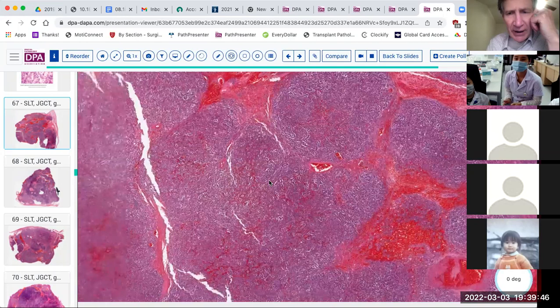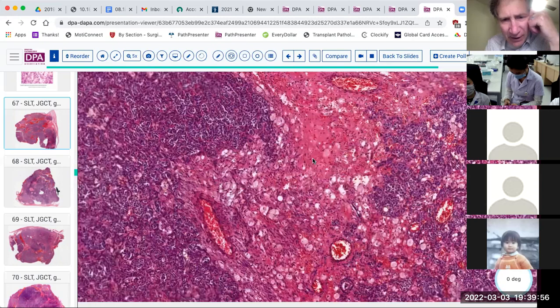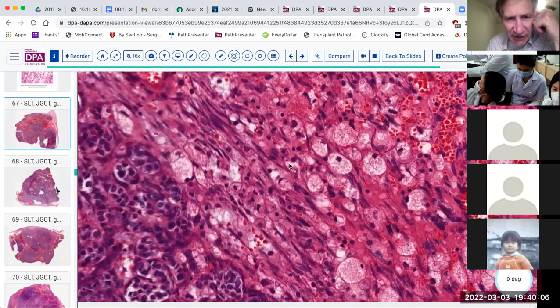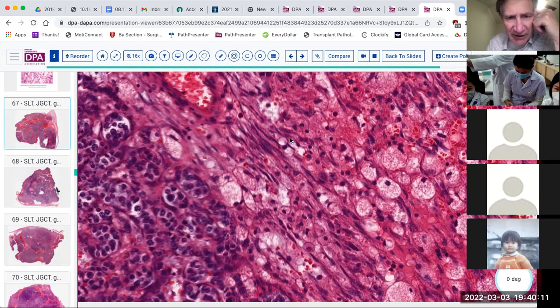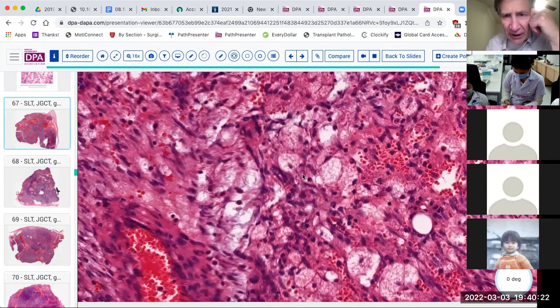I don't remember if we've got defined areas here. I think over here there were some Leydig-like cells. So sometimes these foamy cells can also be a Leydig type cell manifestation, or suggest that possibility. So you see these foam cells here that could be related to Leydig cells.